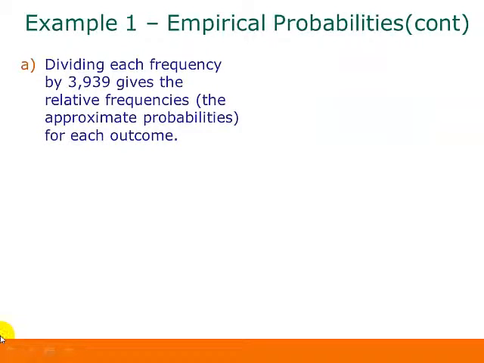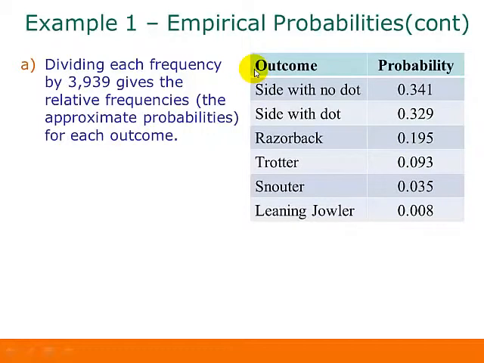So first, we're going to divide each frequency by 3,939 to get the relative frequencies. And these are our approximate probabilities. So here are our relative frequencies. We just took each one of those values in the frequency table and divided by 3,939. So now we have our probabilities approximated by those relative frequencies.